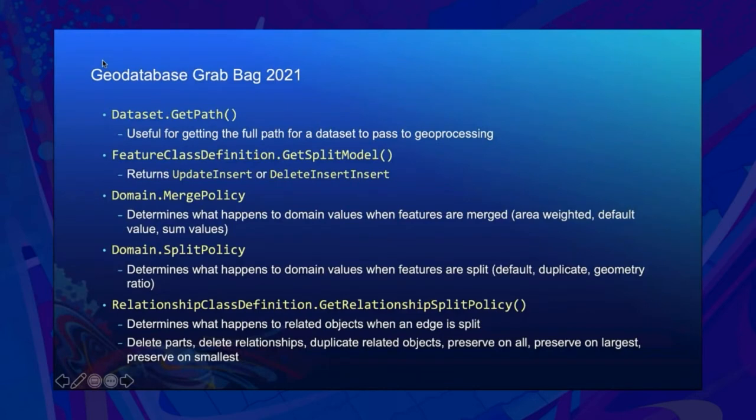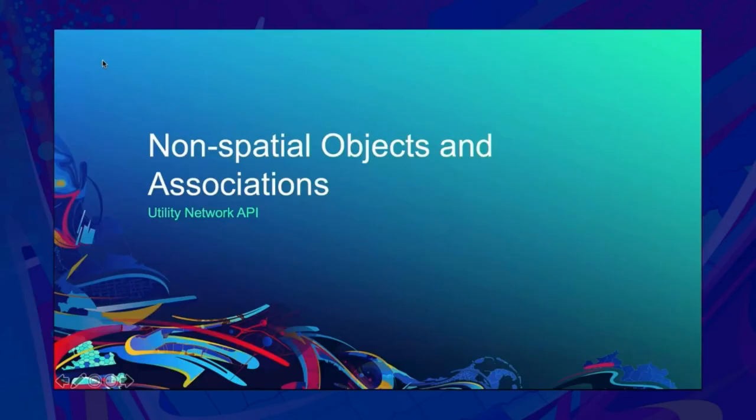So, some miscellaneous grab bag items. I won't go through the whole list. I've included them in the slide for reference material. One of the more interesting ones, though, is dataset.getPath. This is, of course, implemented on tables and feature classes, and it allows you to get the full path of a dataset to pass into a geoprocessing routine using the geoprocessing API.